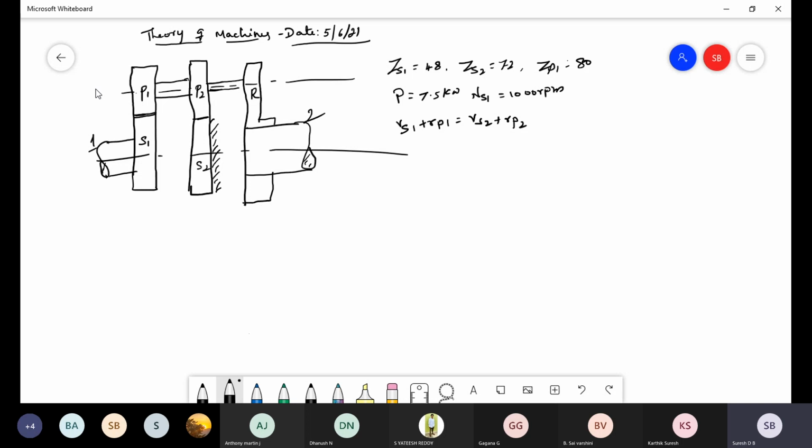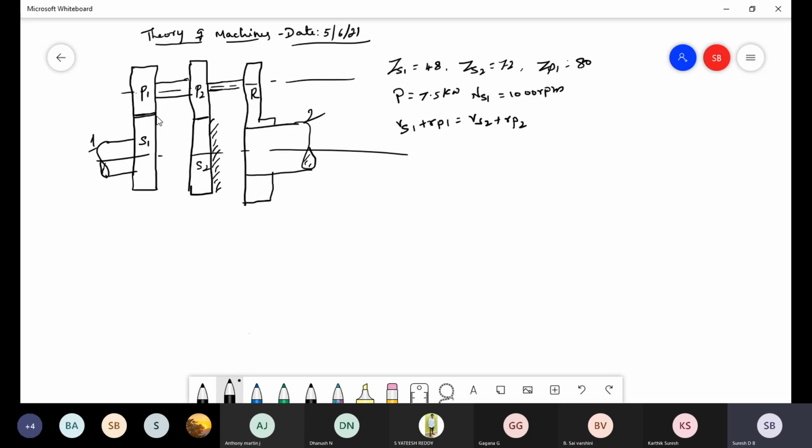Because P1 and P2 are lying on the same axis, and S1 and S2 are lying on the same axis, you can equate this distance to this particular distance. Here, RS1 plus RP1 is equal to RP2 plus RS2.